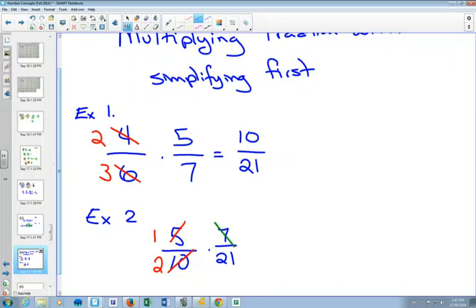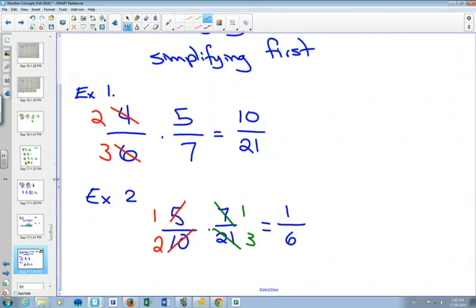Can you simplify the 7 and 21? Yes, they both divide by 7, so that would become 1 and 3. And so now when I multiply these together, on top I have 1 times 1, 1. On the bottom I'd have 2 times 3, 6. And my final answer is already simplified.